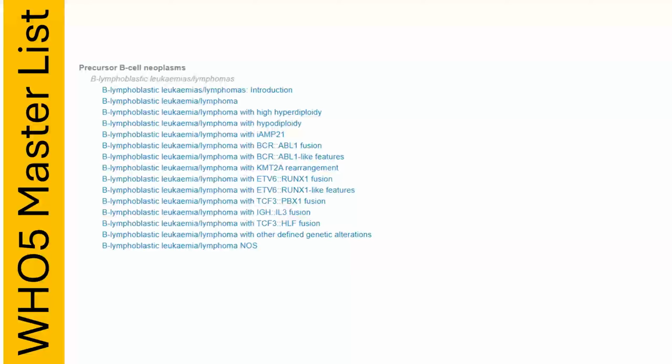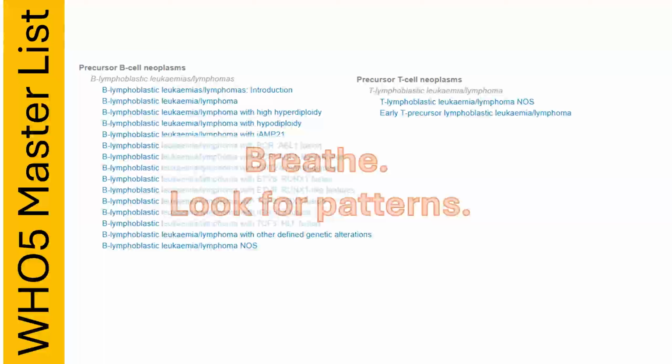The challenge for yesterday was to consider how many acute lymphoblastic leukemia lymphomas you are aware of. How many did you find? Here's my list from the WHO. Before we dive in, take a deep breath and look for patterns. We'll begin with B cell precursor neoplasms and then consider the T cell precursor neoplasms.